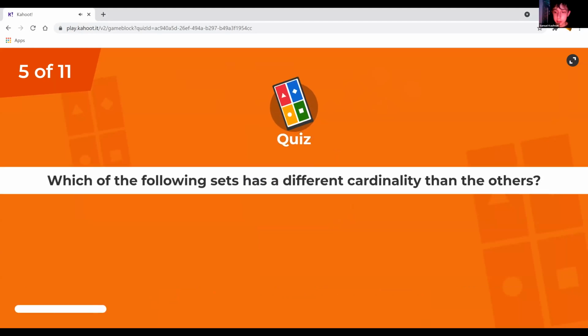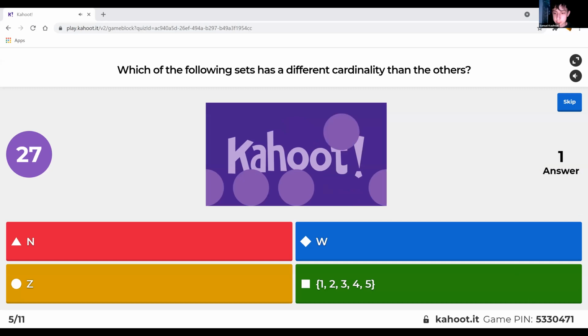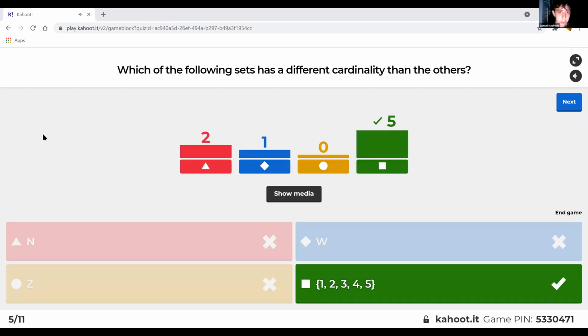And I think this will be our last question. Yep. Which of the following sets has a different cardinality than the others? N, W, and Z are all infinite sets, and they are countably infinite, while 1, 2, 3, 4, 5 is a finite set. So it is not infinite.